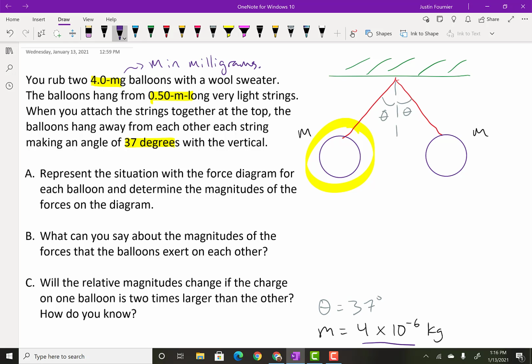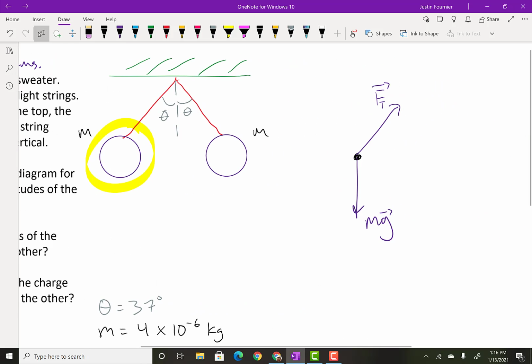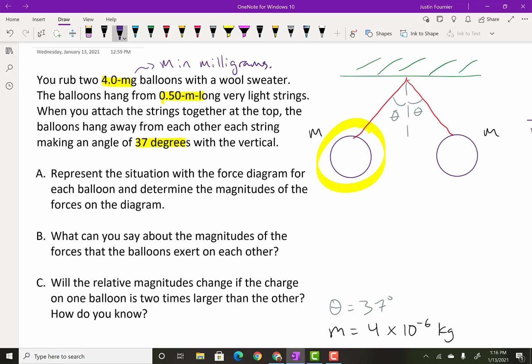That converts to 4 times 10 to the negative 6 kilograms. And then the other force is the whole reason that these two things are repelled: there's an electric force, a force from the other balloon that's pulling it this way. So there's this electric force like that. I'm trying to determine the magnitude of the forces in the diagram.